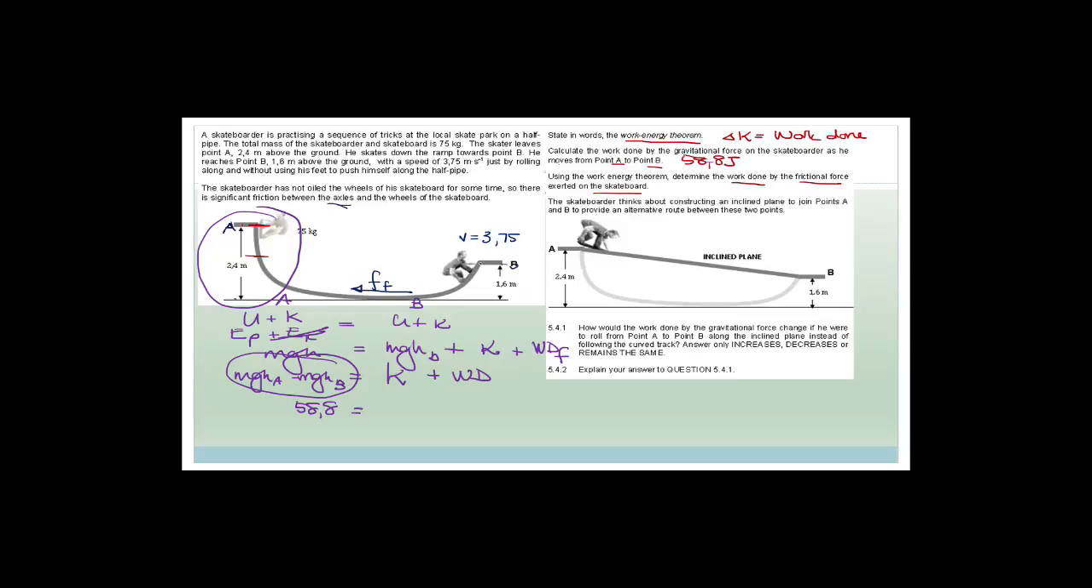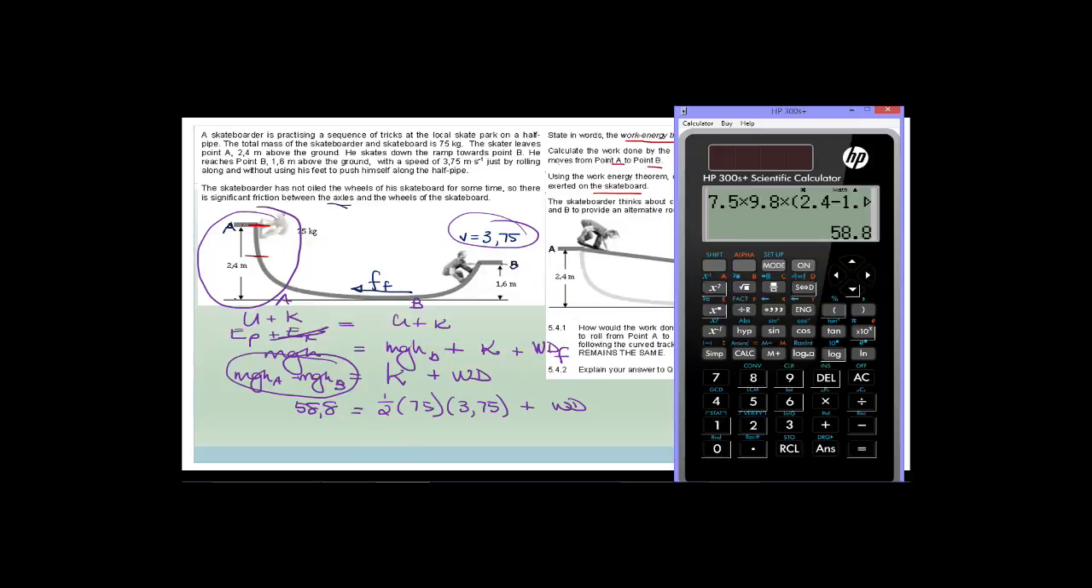The potential energy at A is equal to the kinetic energy at this point. They tell us his velocity is 3.75, so it's going to be a half times his mass of 75 times 3.75 plus the work done against the friction. If we calculate that, we've got 0.5 multiplied by 75 multiplied by 3.75 equals 140.63. This isn't working.